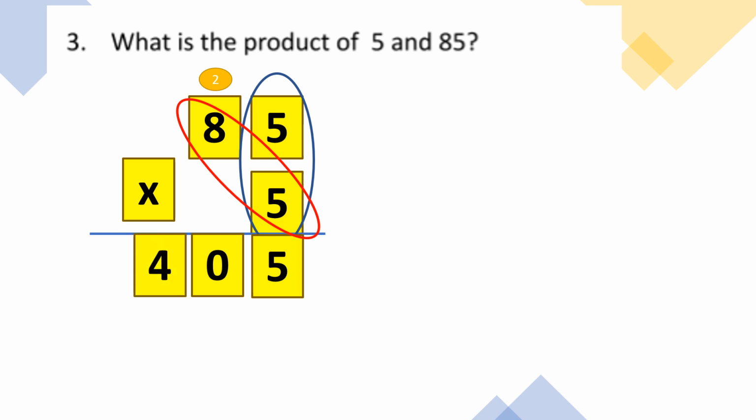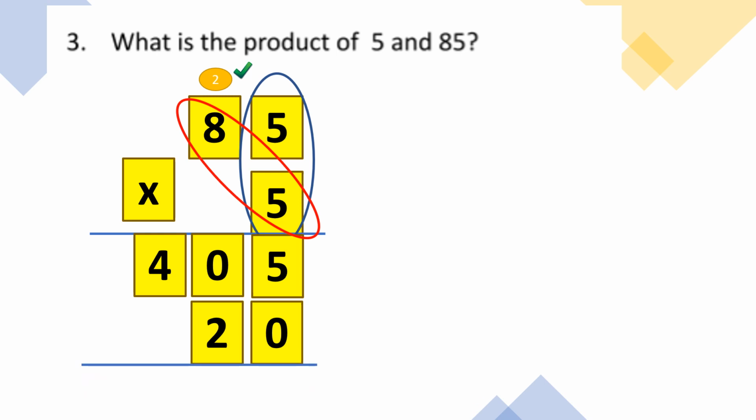Now remember, we have that 2 that we carried over the tens place. Since that 2 is over the tens place, that 2 is equal to 20. So we have to add 20 to our solution of 405. So now we have 405 plus 20.